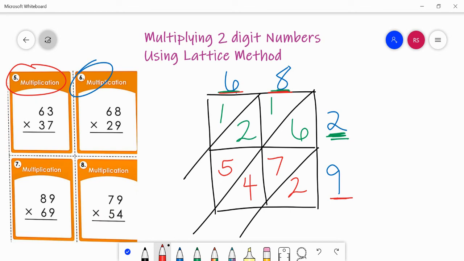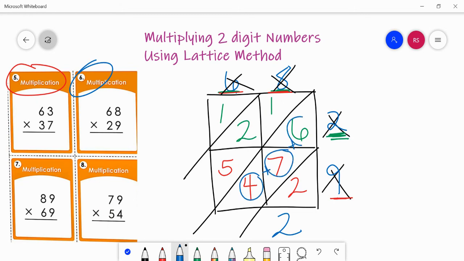Now it's time to add. So now we're going to go ahead and add these numbers. If you want to cross off these numbers, feel free to. You're not adding them. Those were your numbers that you multiplied. Now you're adding within the diagonals. So I have just a 2 down here in the bottom right-hand corner. So I'm just going to bring that 2 down. In this middle section here, I have 4 plus 7 plus 6. So I know that 6 plus 4 is 10. 10 plus 7 is 17. So I can bring my 7 down and carry my 1 into the next place value.